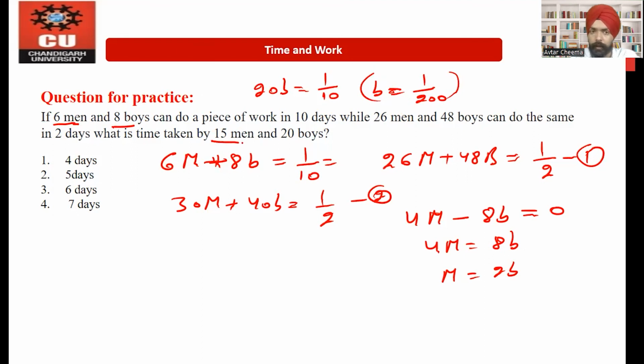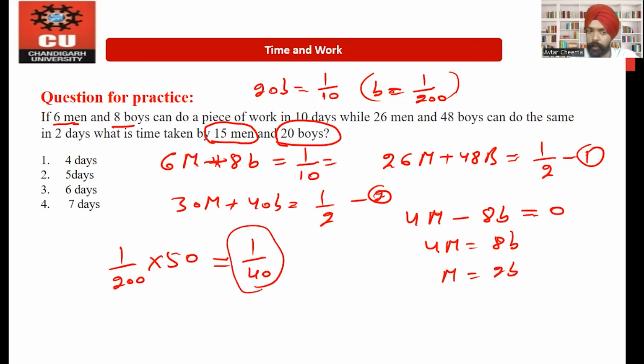Here they have given 15 men and 20 boys. 15 men can be converted into 30 boys. 30 and 20, there are 50 boys. So 50 boys, each boy can complete 1/200 of the work. So they can complete 1/40 daily. Sorry, 1/4 daily. That is, they can complete the work in 4 days. So the answer will be the 4.